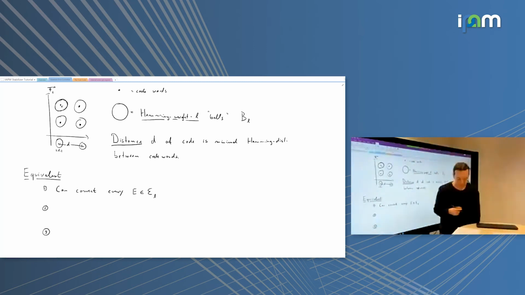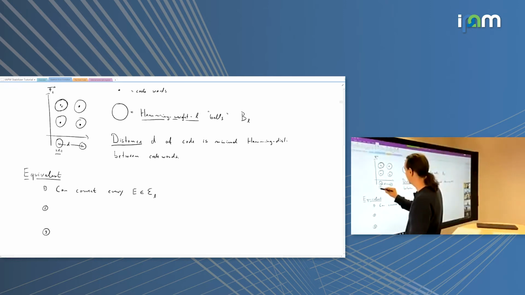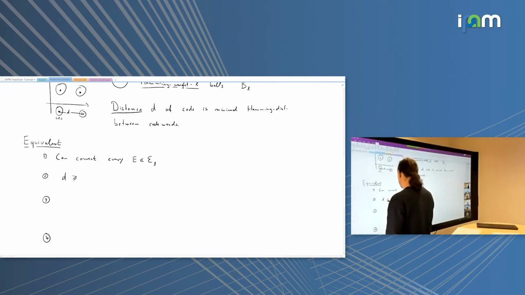Yeah, that's exactly right. So the unit ball size is here, and if the distance is larger than 2L, then there's no way that, if you receive a string here, there is no ambiguity about where it came from. There is always at most one code word that is distance L away. So the distance being strictly larger than 2L, that is the easy characterization.